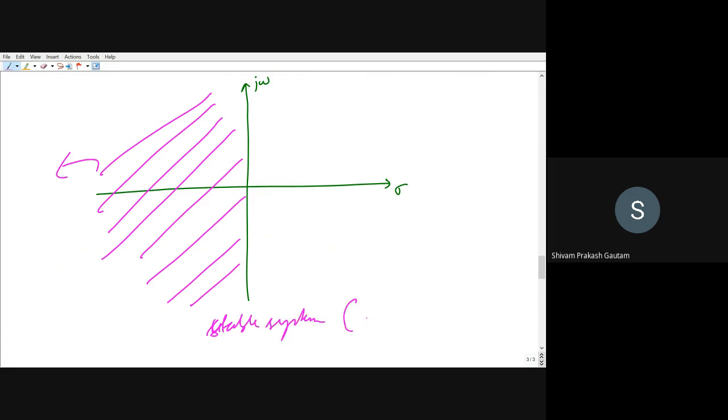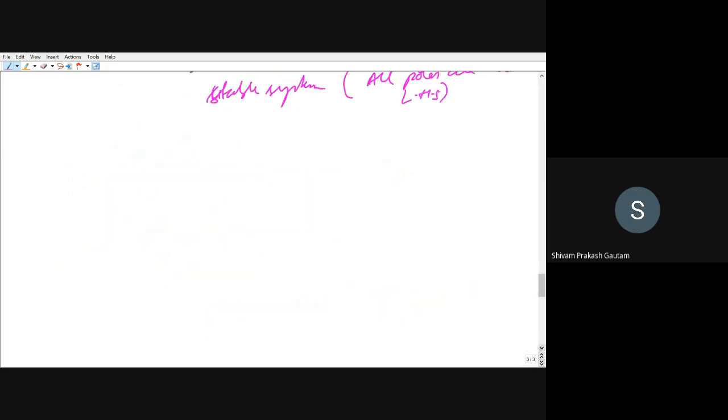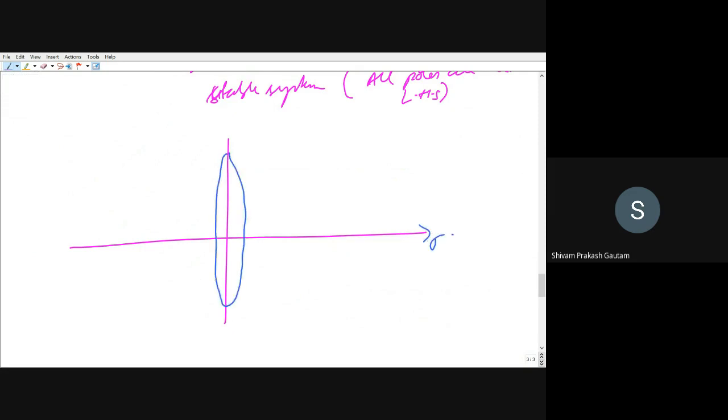That is, all poles are on the left hand side. The second condition can be that a pair of poles can lie on the imaginary axis. So this is our imaginary axis, right? This is the real part, imaginary part, and this is the S-plane.